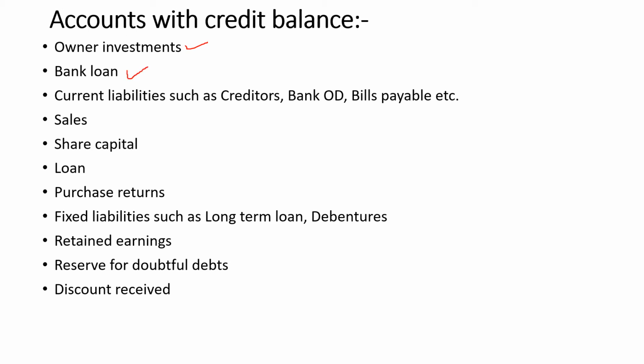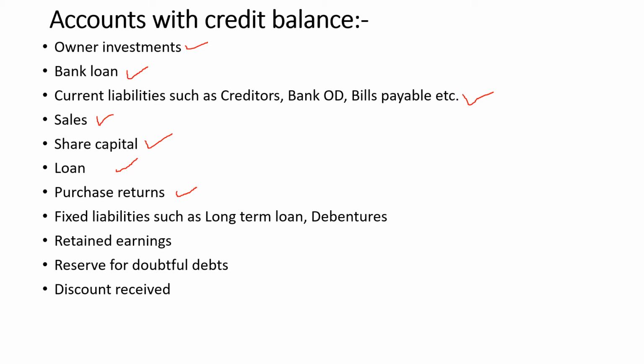Bank loan we have to write. Then current liabilities such as creditors, bank OD, and bills payable. All current liabilities will get a credit balance. Then sales will get a credit balance in the ledger account. Then share capital, loan, purchase returns. Purchases will be a debit balance, so purchase returns, in the opposite, will get a credit balance.